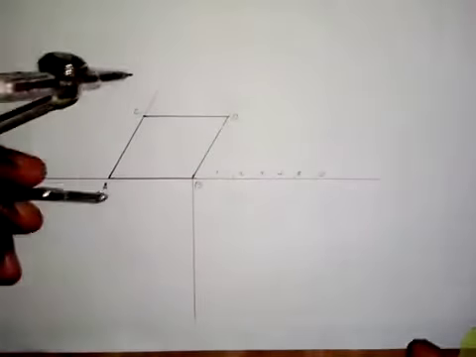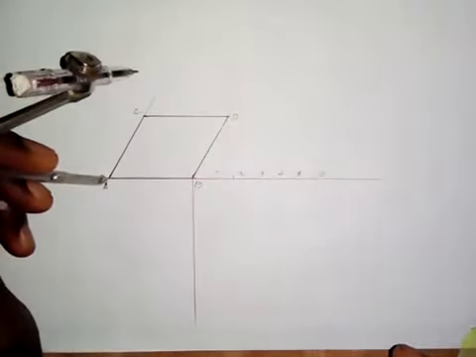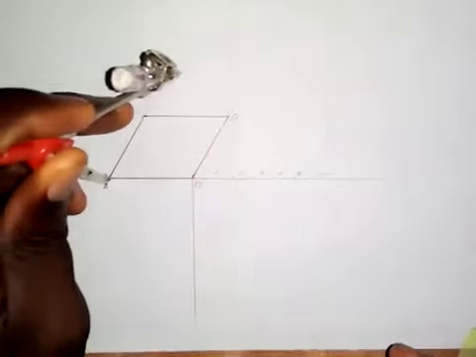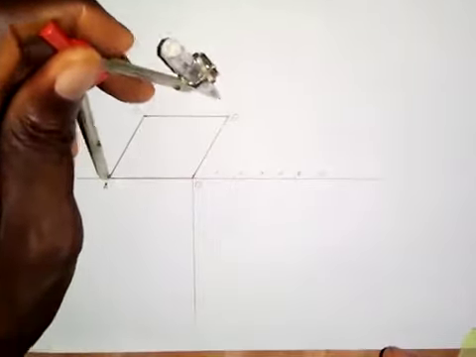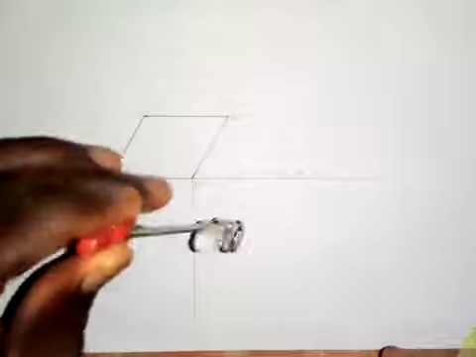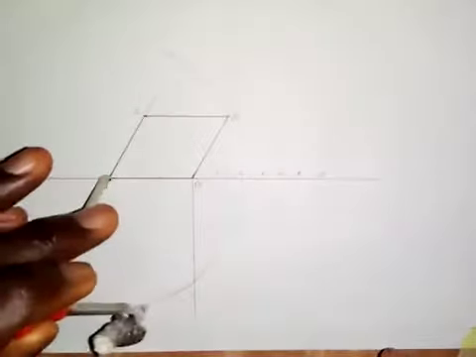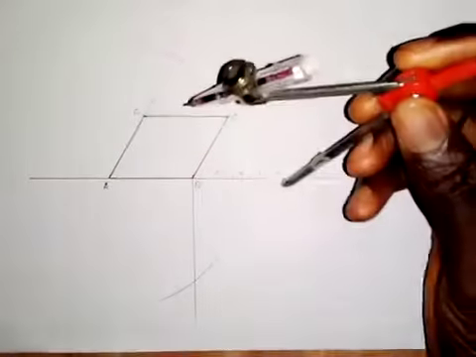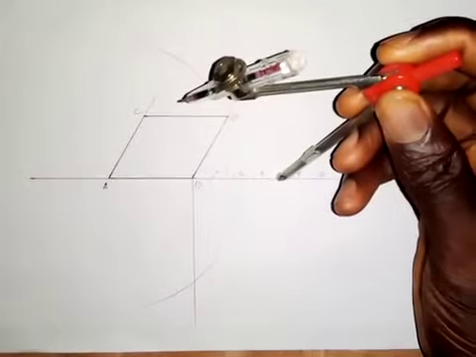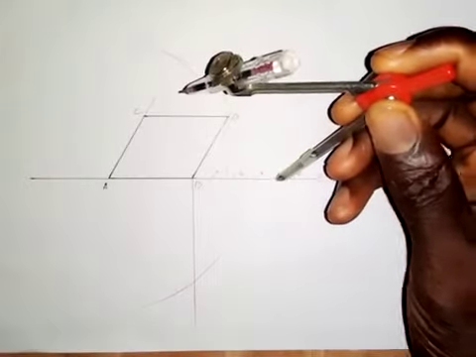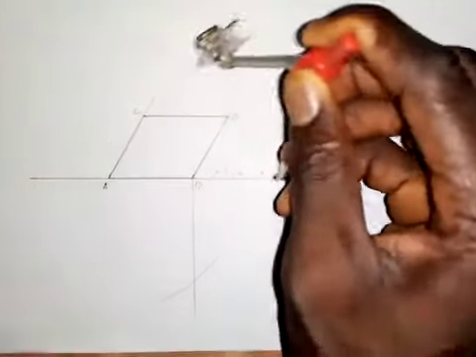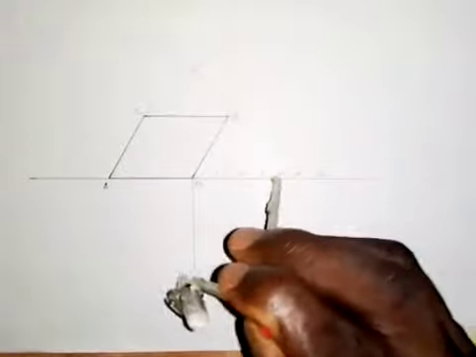So I'll put the pinpoint of my compass at A here, extend to any convenient radius, and draw an arc like this. So I'll draw it down, which I believe you know how to do. Then I will place the same radius at point 4 here, and I will draw an arc here and an arc here like this.